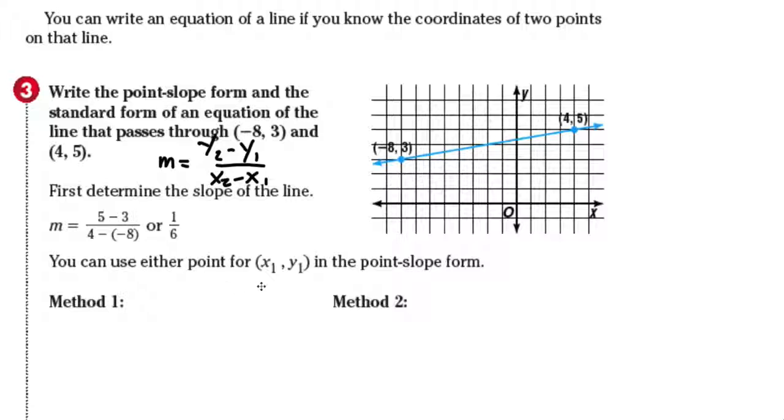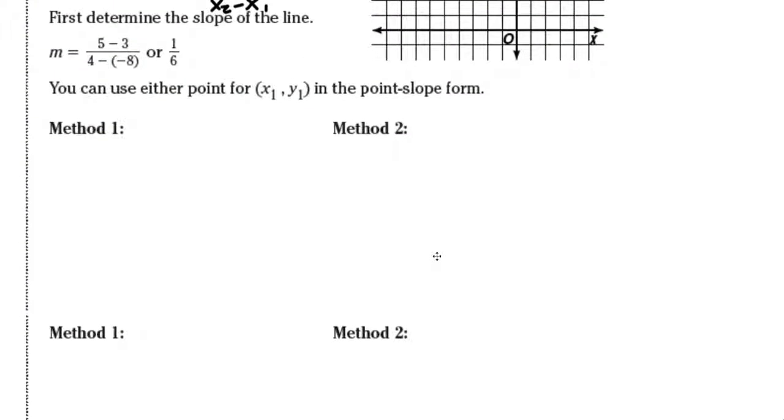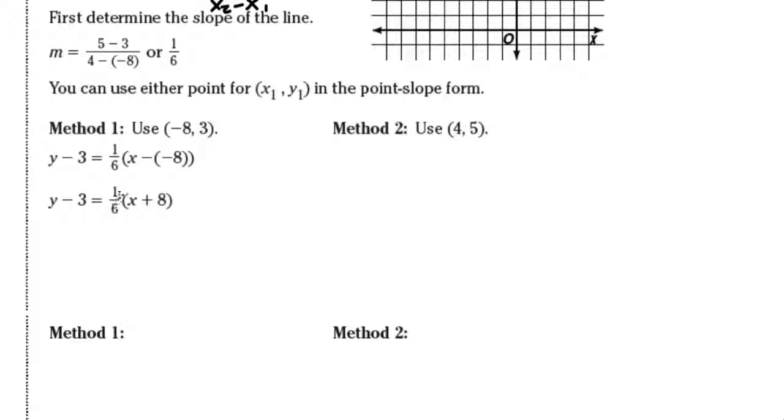So you can use either point for x sub 1, y sub 1 in the point slope form, and that's exactly what we're going to do. So in method 1, we're going to use negative 8, 3, and in method 2, we're going to use 4, 5. Let's go back to method 1 using negative 8, 3 as our x sub 1, y sub 1 in point slope form. We now have y minus 3 is equal to 1/6 times x minus negative 8. Okay, simplify x minus negative 8. You end up with y minus 3 is equal to 1/6 times x plus 8.